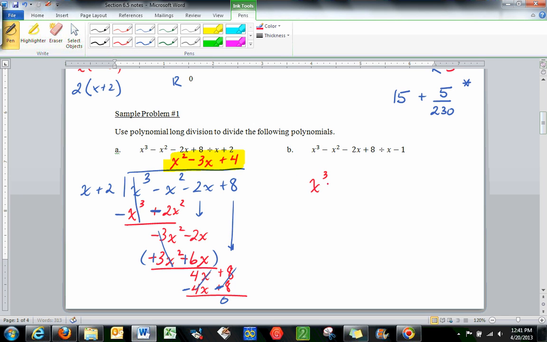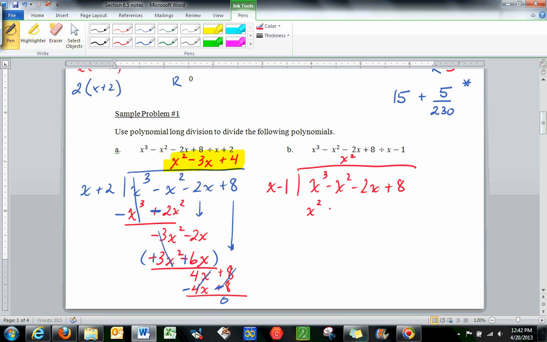We're going to have x to the third minus x squared minus 2x plus 8. Same expression as in the previous problem, but this time we're going to be dividing by x minus 1. So this is going to give us a little different look. So what do I need to multiply times x to get x to the third? I'm going to need to do x squared and put it over the squared term.